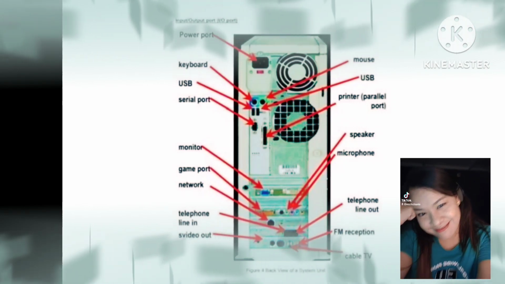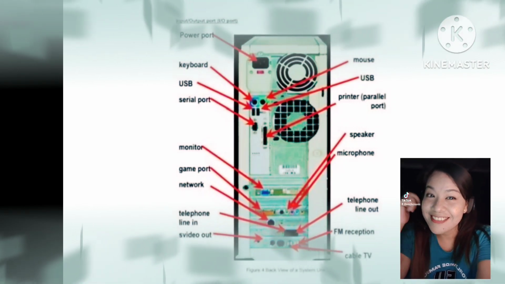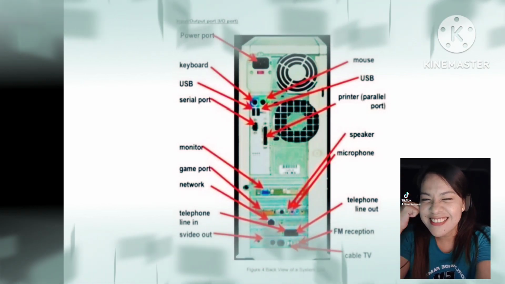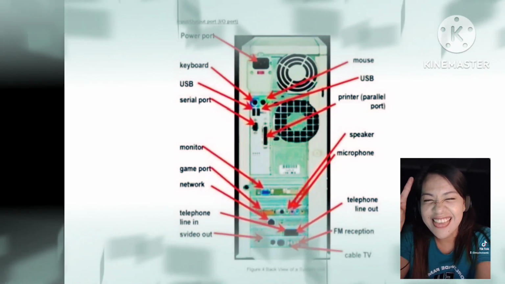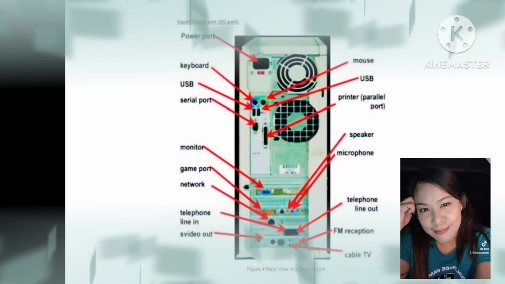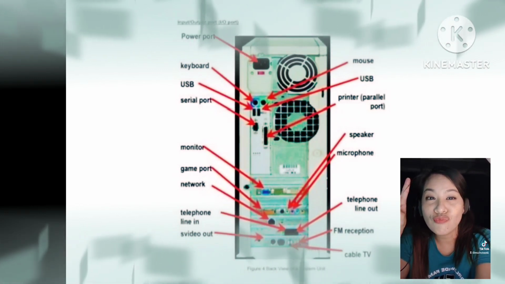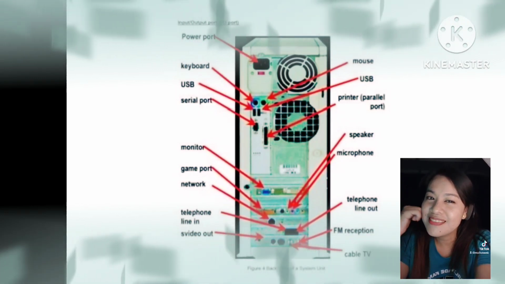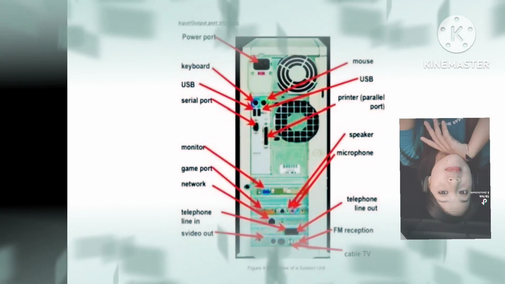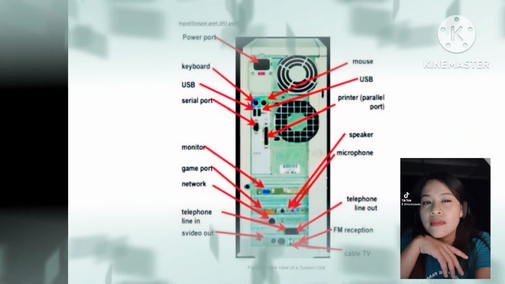Next is the computer networking port. Computer networking refers to interconnected computing devices that can exchange data and share resources with each other. These network devices use a system of rules called communications protocols to transmit information over physical or wireless technologies.